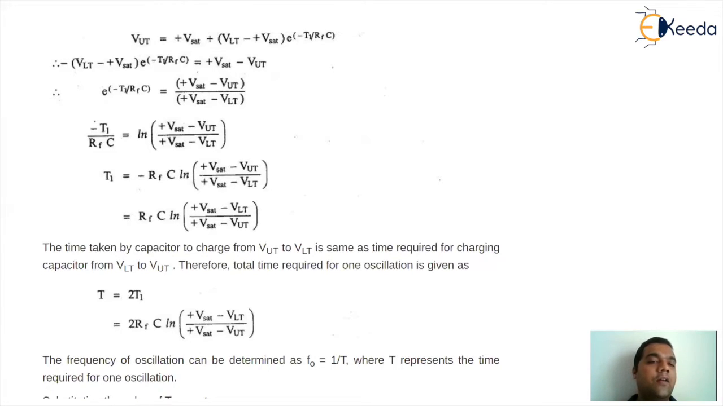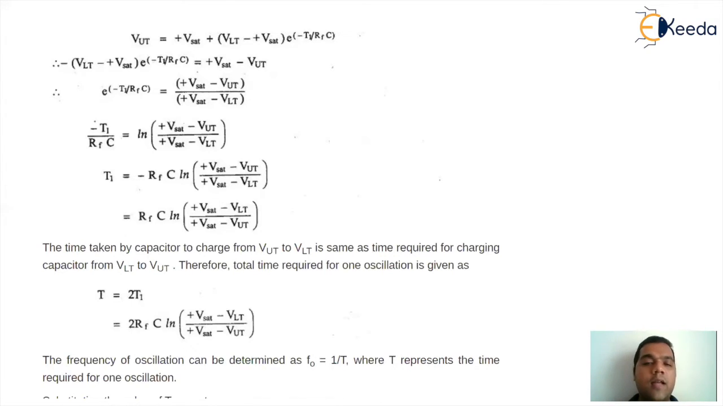So now we take log on both sides and shift the term Rf C1 with the minus sign to the other side, and compensate the minus sign in the log function. So you get the value of Rf into C log of (+Vsat - lower threshold) upon (+Vsat - upper threshold). So this is basically the value of your T1. So T1 is going to be Rf into C log of a function value, where the upper threshold and the lower threshold are defined in terms of R1 and R2.